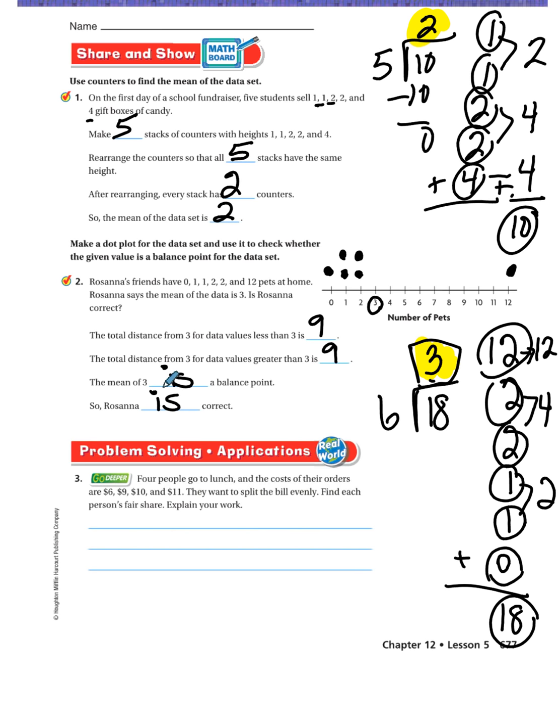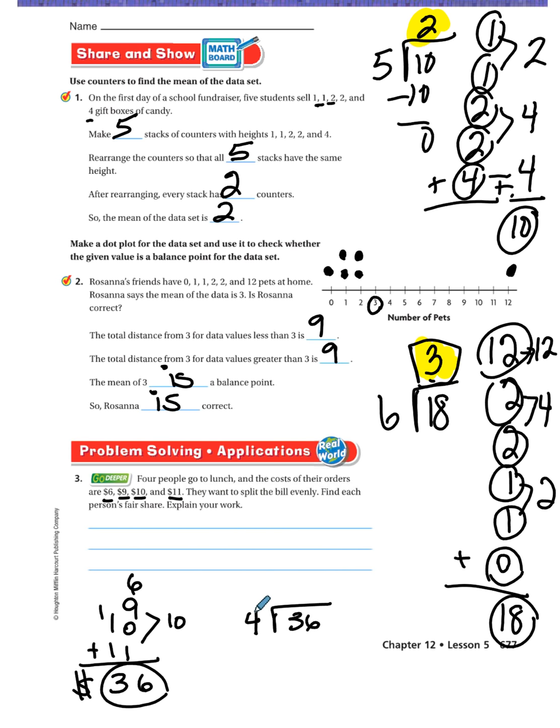Number 3. 4 people go to lunch and the cost of their orders is $6, $9, $10, and $11. They want to split the bill evenly. Find each person's fair share. So what we're going to do is take these numbers, add them up, and then divide it between 4 people. So 6 and 9, 10, and 11. Let's add those up. 9 and 1 go together to get 10. 10 plus 6 is 16. So the total is $36. We're going to do $36 divided by 4.